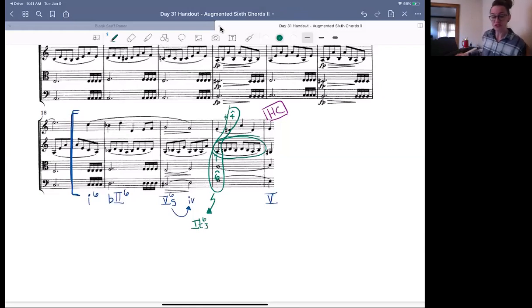Now let's say that we decided that we wanted the B to come into play as well. So we've still got F, A, and D sharp. What happens if we add the B into it? What harmony did we just get if we add scale degree 2 into that Italian? Now we actually get a little hint of French.